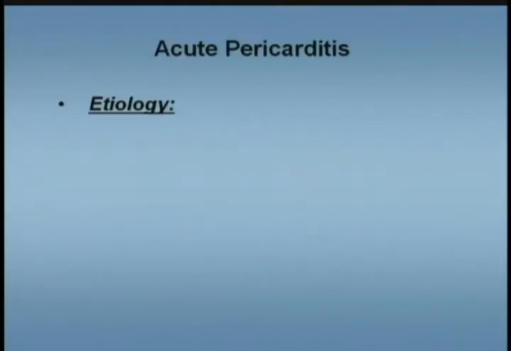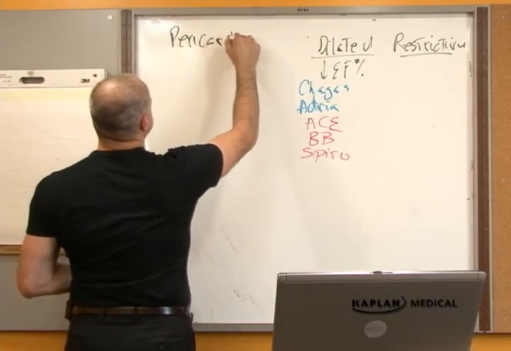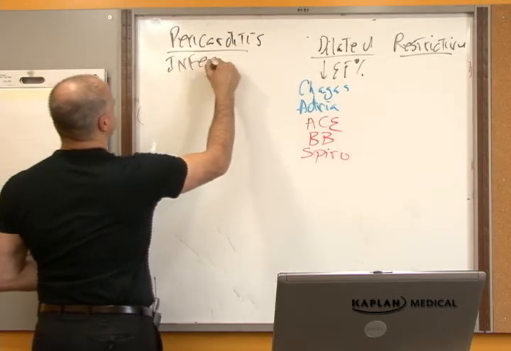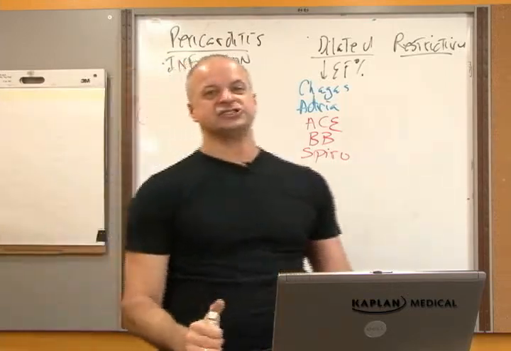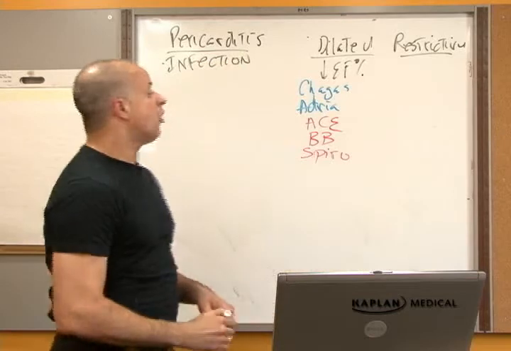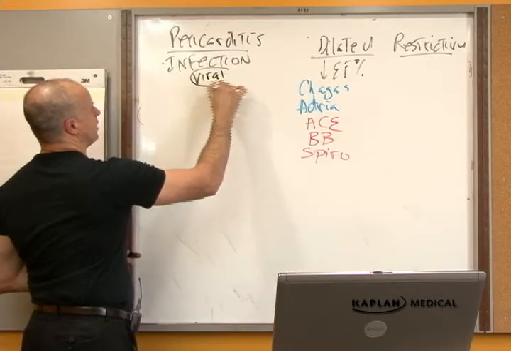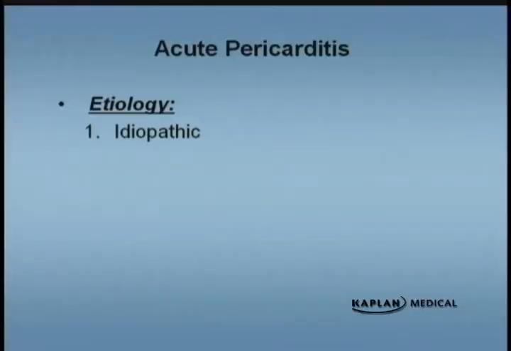Pericarditis. What causes acute pericarditis? Acute pericarditis can be caused by any form of infection. What infection? Any infection, but viral is the most common.